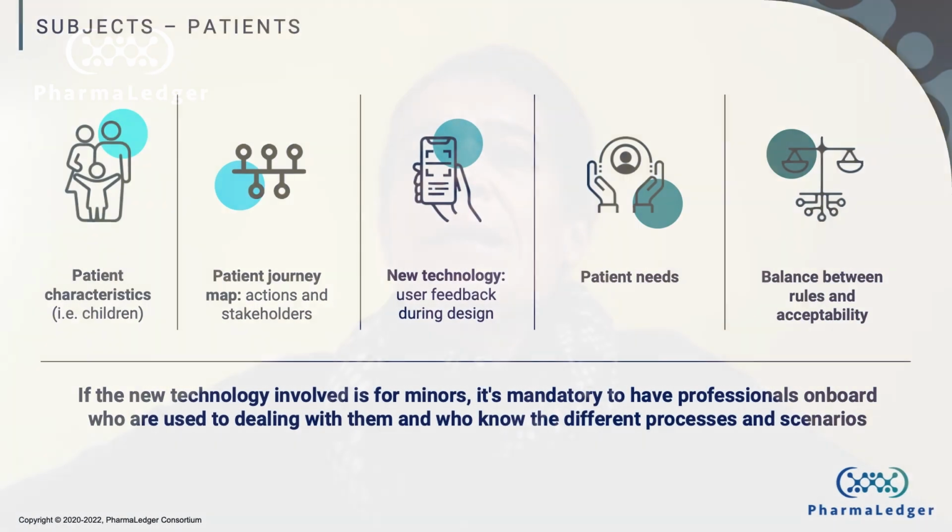Talking about patients, which are the elements that we should consider? First of all, specific patient characteristics. In our case, for example, we have to deal with pediatric patients, so we have to deal with very specific requirements. This category is very fragile. They are not always able to provide their consent, considering their age, and this means that we need to involve also the parents or the legal representatives in all the path.